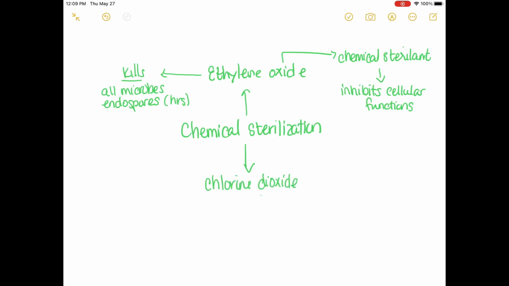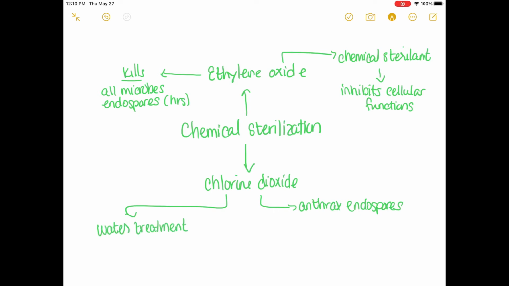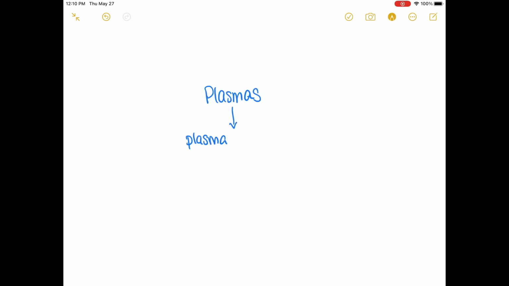Chlorine dioxide is used to fumigate enclosed building areas that are filled with anthrax endospores. We also see it used in water treatments before chlorination. Its purpose is to remove or decrease the formation of carcinogenic compounds. Plasmas. Plasma sterilization is a method that sterilizes metal or plastic surgical instruments.